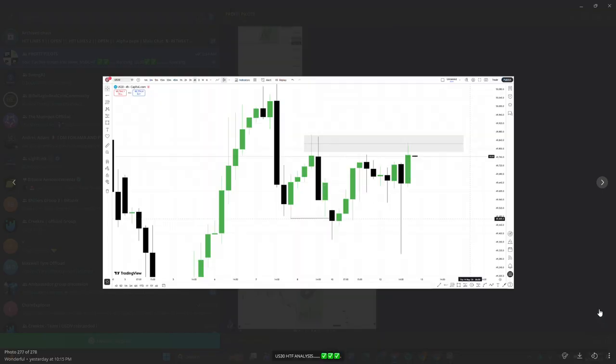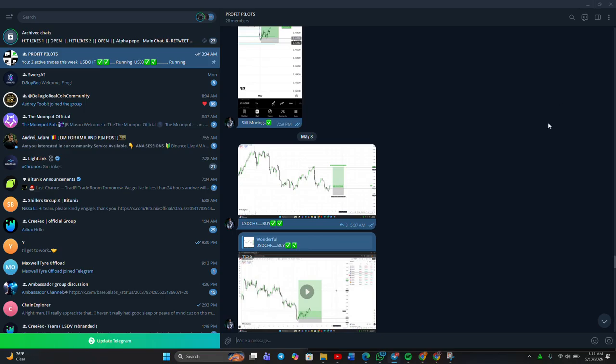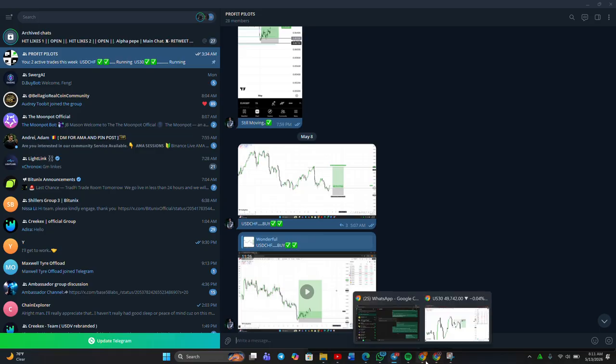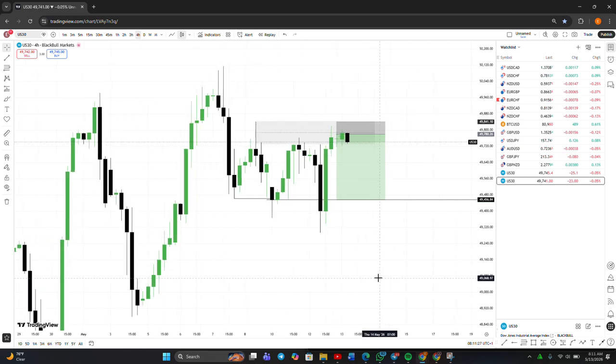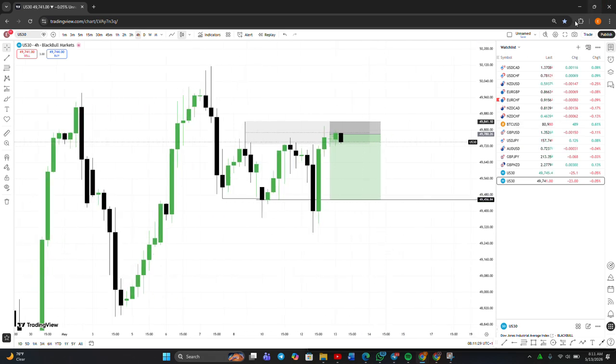So this is USD CHF. Both trades are running fine. So let's dive right back in. I'm going to break down this US30 setup in a very simple way.